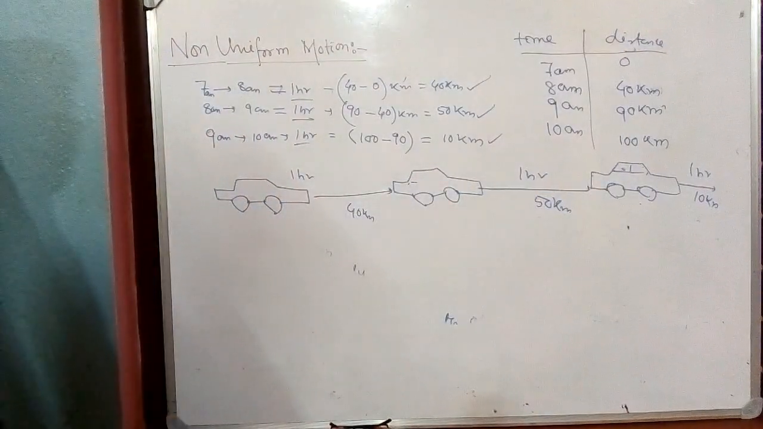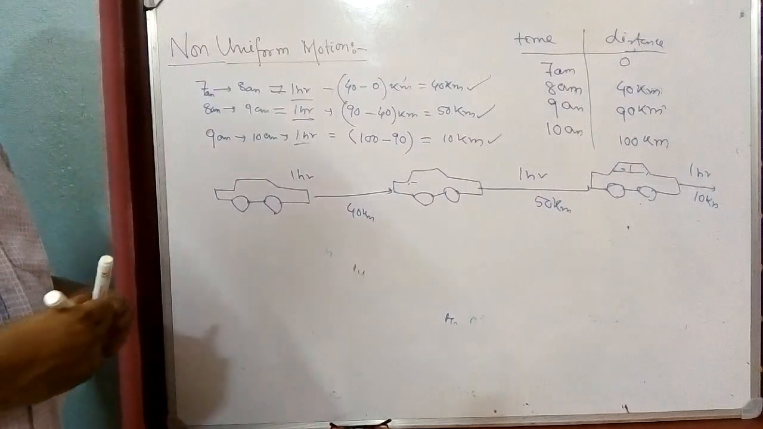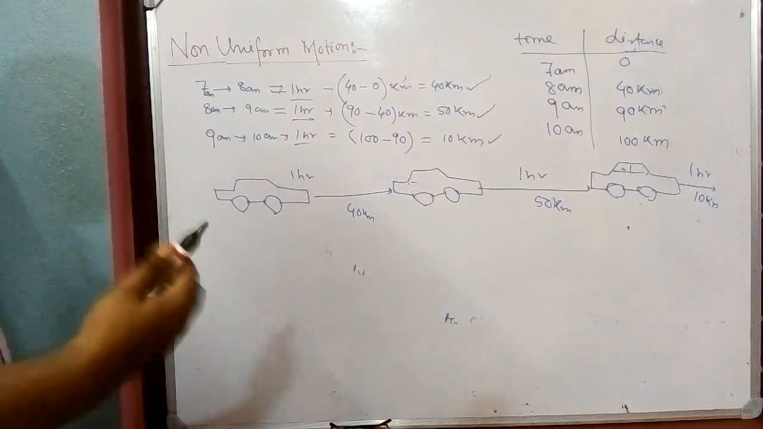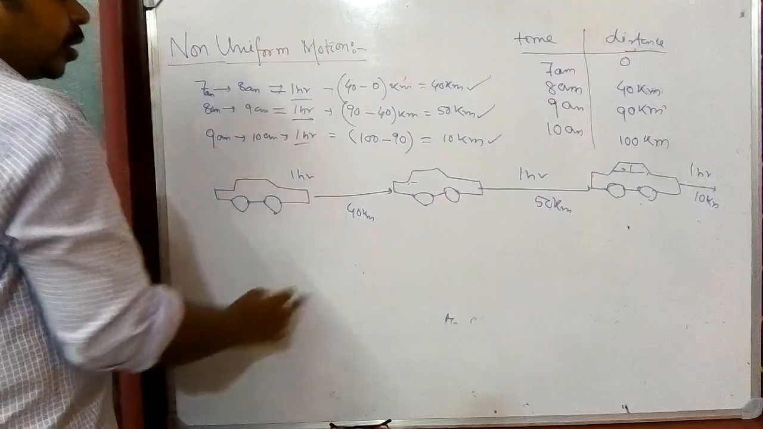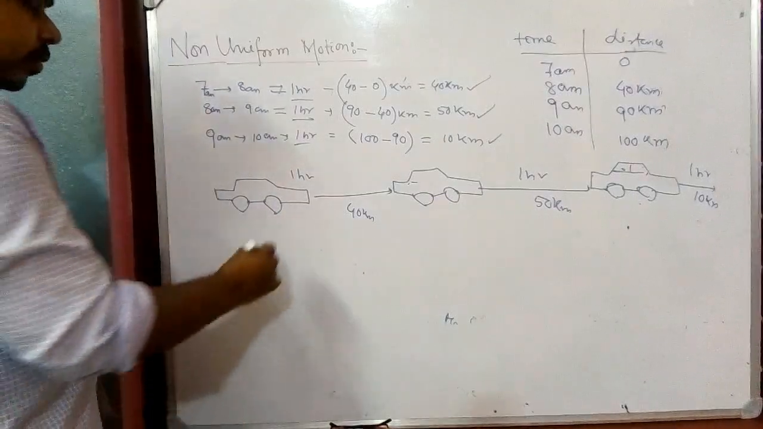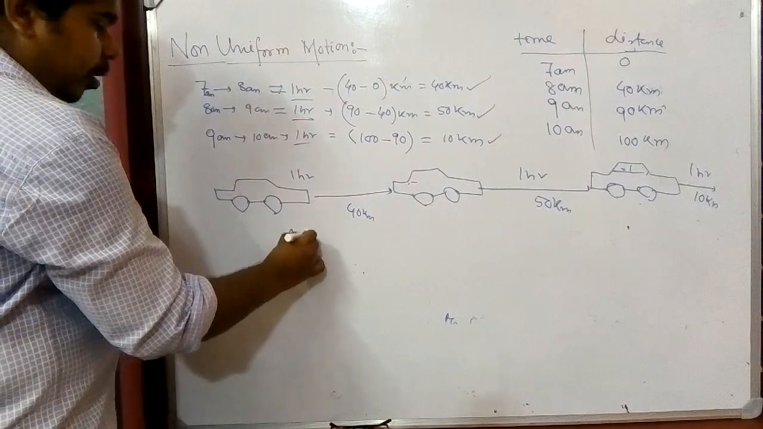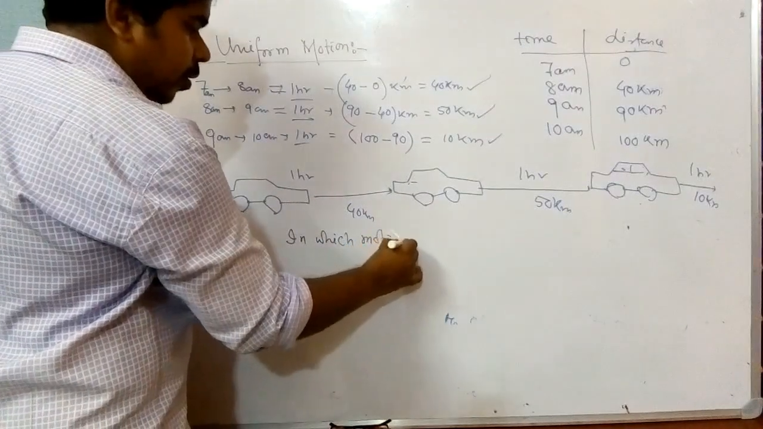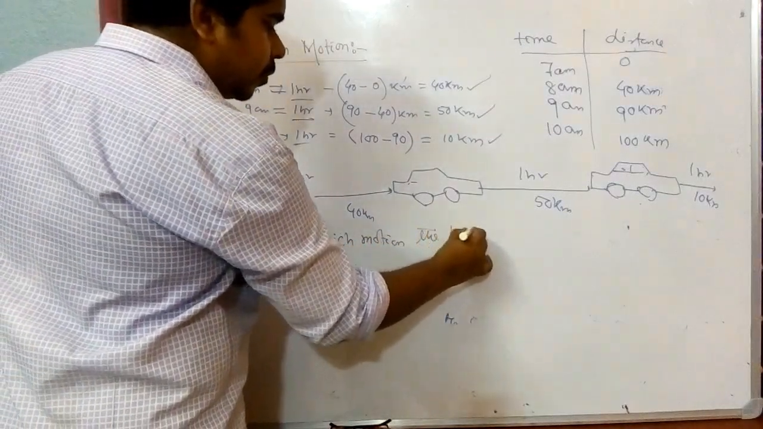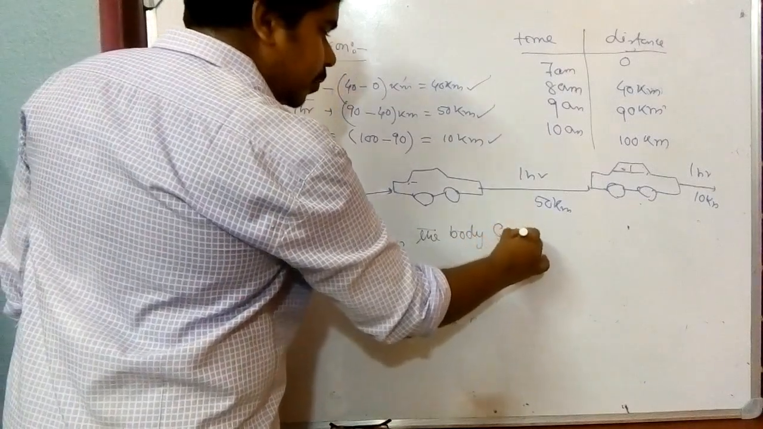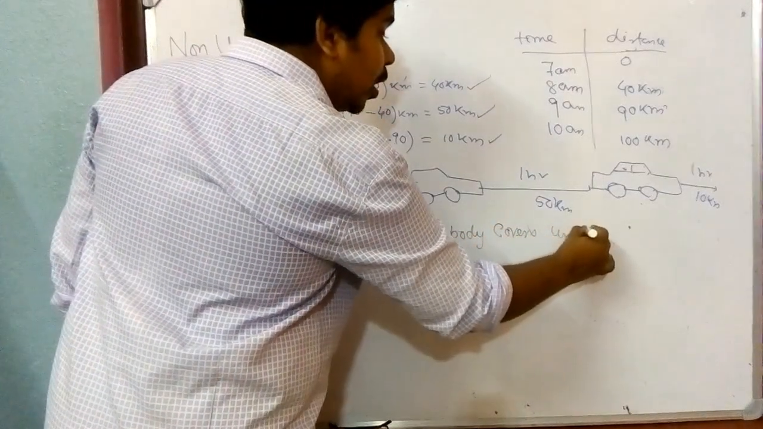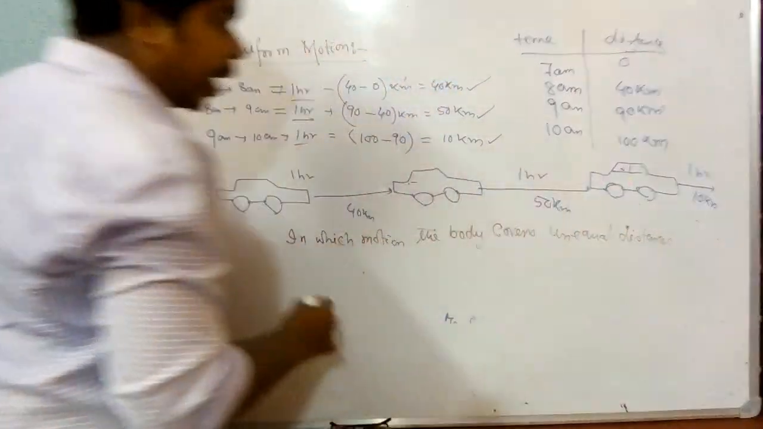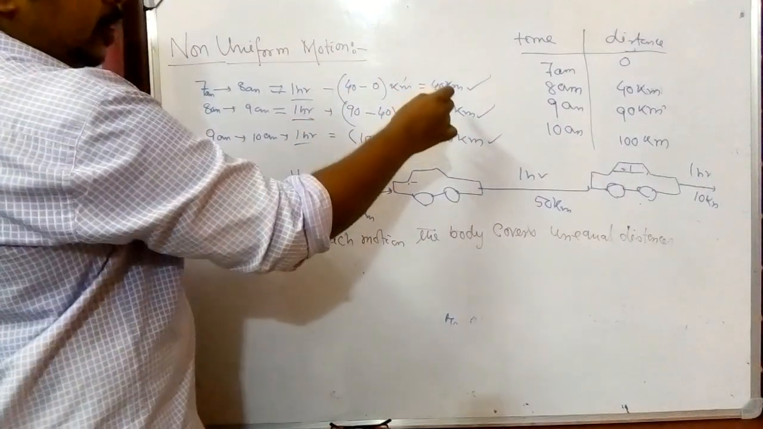Okay, so here, what kind of motion have we seen? We have seen non-uniform motion. So what is the definition of non-uniform motion? Non-uniform motion is a kind of motion, and we have to write it: in which motion the body covers unequal distances. Okay, unequal distances means 40, 50, 10.